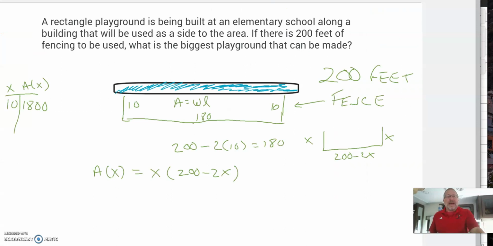After that, we took a look at a playground next to a building. And we decided to build the fence straight across to make this rectangle. And we did an experiment of what would happen if we came out 10 feet away from the building, and we only have 200 feet of fence. Well, if we came out 10 feet on two sides, then that leaves us 180 feet across. Is that going to be the biggest area we can make?